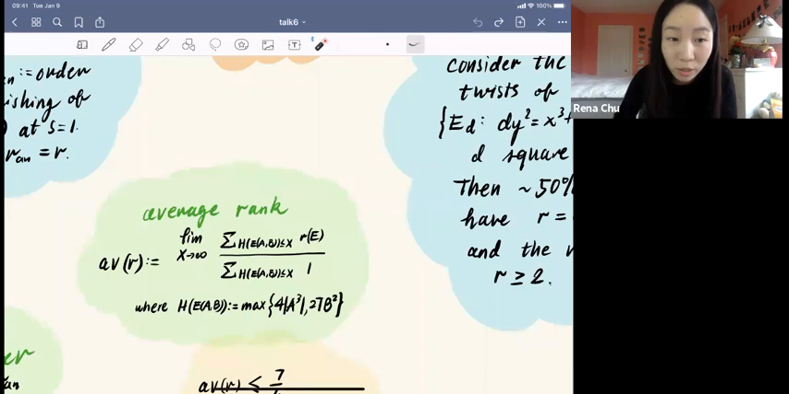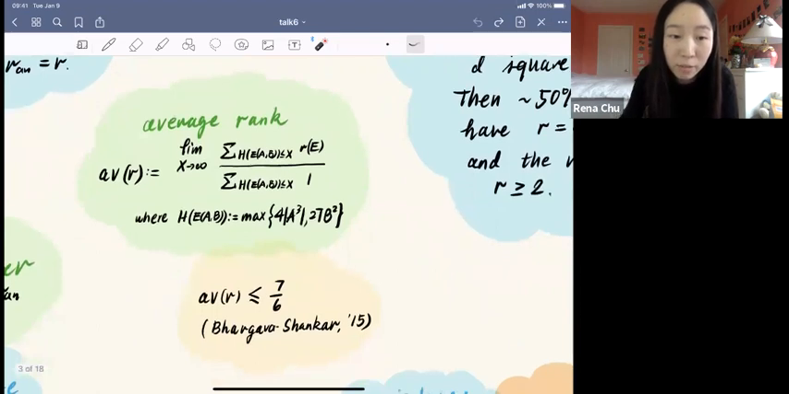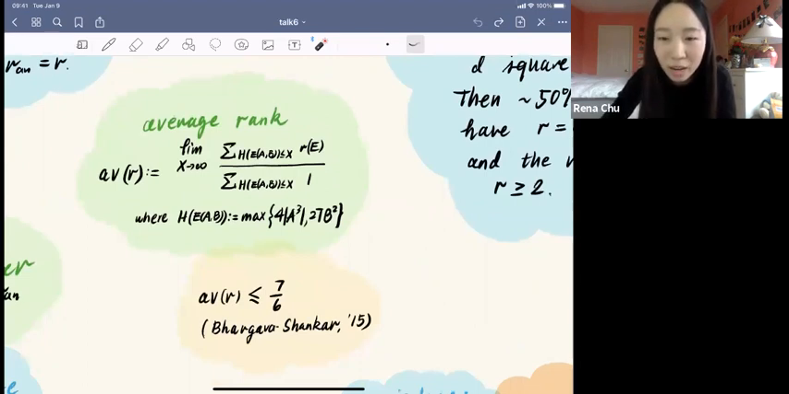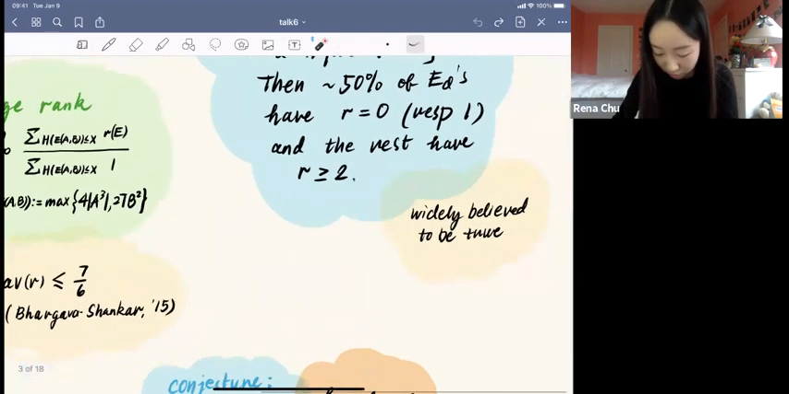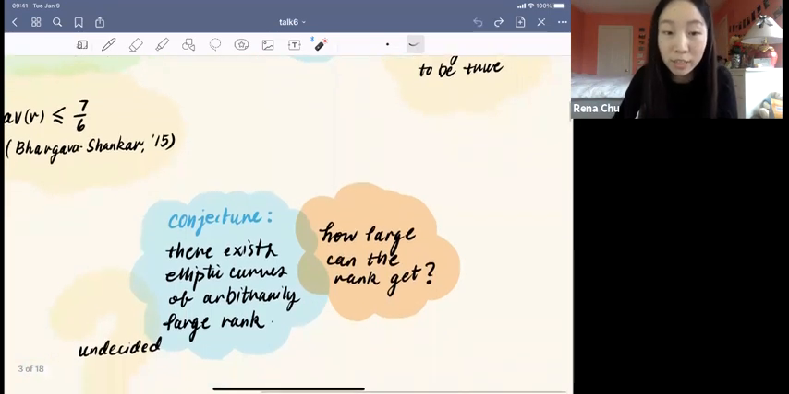We have a result on this average rank, and it was shown by Bhargava and Shankar that the average rank is at most 7/6. So here we have an upper bound for the average rank. A natural question to ask is, do we have an upper bound for the rank? This is also a very well-known question, which is how large can the rank actually get?